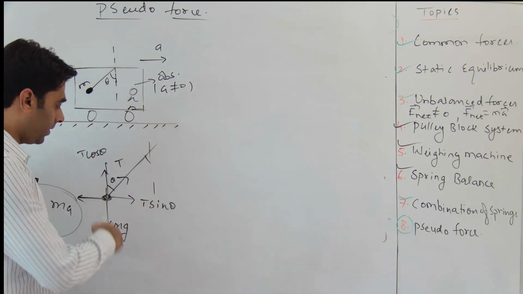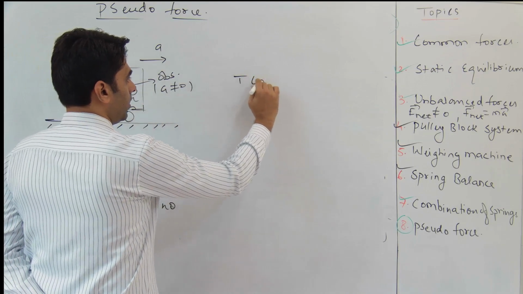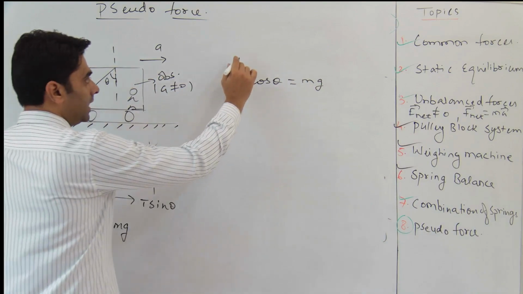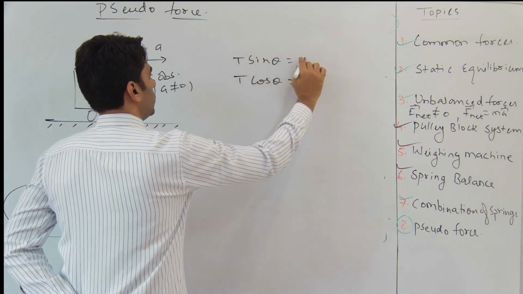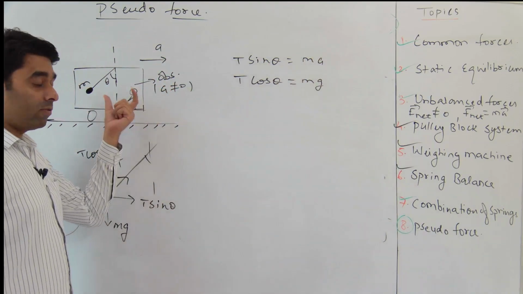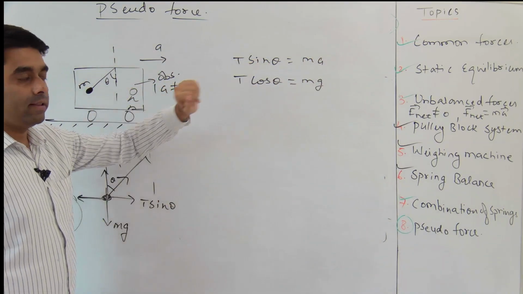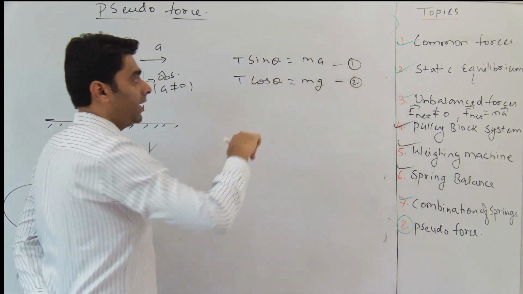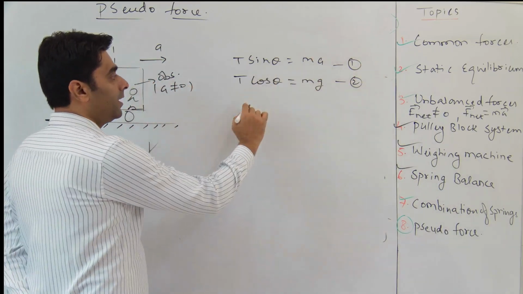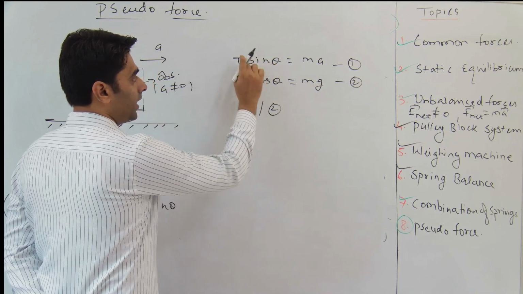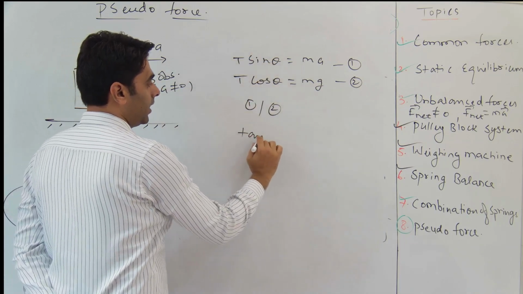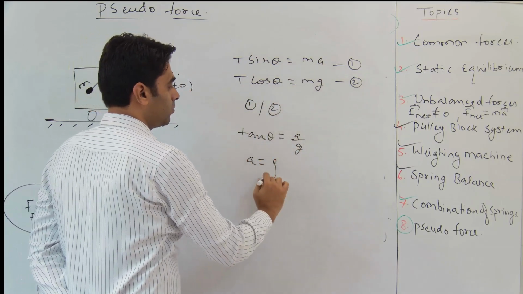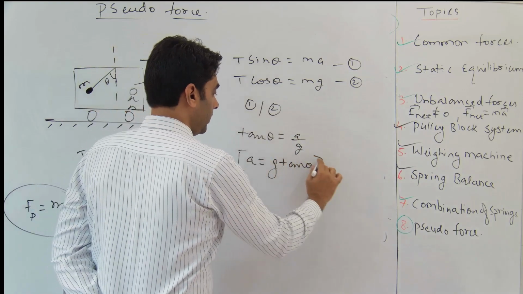Applying the static equilibrium condition, in the y direction we can write T cos theta equals mg. In the x direction, T sine theta equals m times a. These equations are with respect to the observer. So T sine theta equals ma is equation 1, and T cos theta equals mg is equation 2. To find the relation between acceleration and theta, we divide 1 by 2. T and T cancel, sine theta by cos theta is tan theta, so tan theta equals A by G. Therefore, acceleration A equals G tan theta in this case.